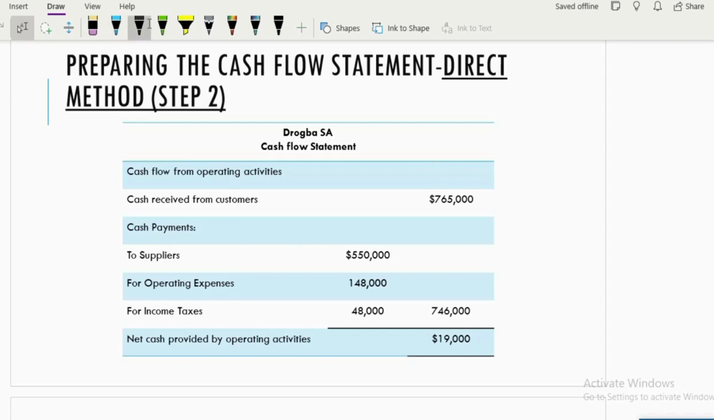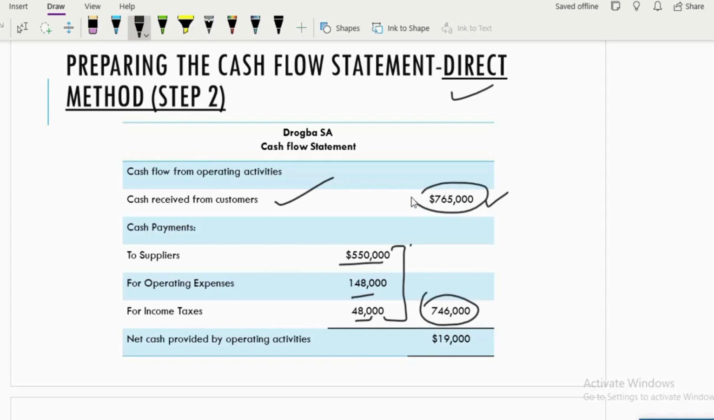So now I'm preparing my cash flow from operating activities by using the direct method. Firstly, cash received from the customer, we calculated it as 765,000. Then payments were three. Firstly, we have payments for supplier, where we calculated the purchases and then we adjusted for the cash purchases. So 550,000 is my first payment. The second payment is for operating expenses, and the third payment is for tax expenses. So these are all my payments, and these are all cash receipts. So when I net them off, you can put it in bracket as well, you get 19,000.